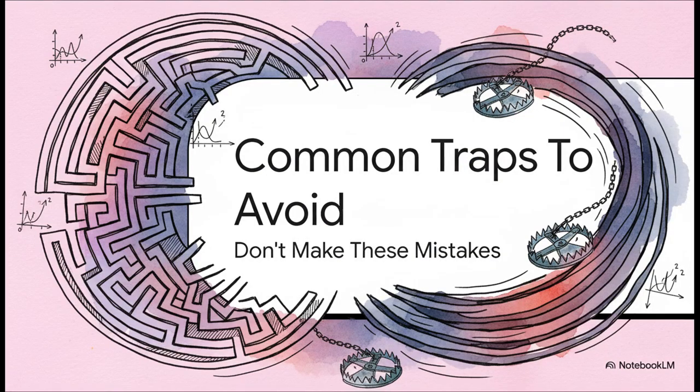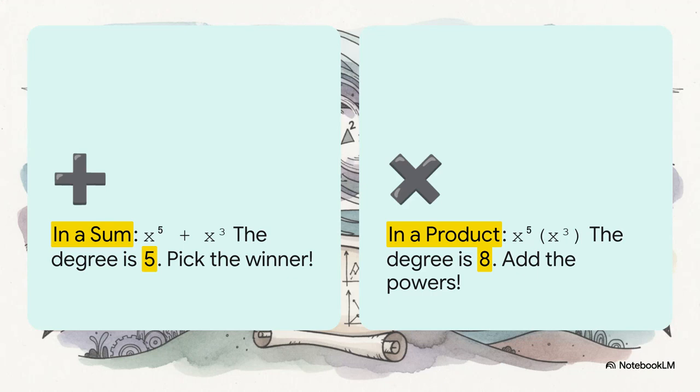Okay, this test is awesome, but I gotta warn you, there are a couple of common traps that people fall into all the time. Let's go over them real quick so you don't make the same mistakes. This is probably the biggest one, getting confused between adding and multiplying. Look, if you're adding or subtracting terms, like x to the 5 plus x to the 3, you just pick the winner. The highest power wins, so the degree is 5. But if you're multiplying terms, like x to the 5 times x to the 3, you have to add the exponents together. The degree there is 8.